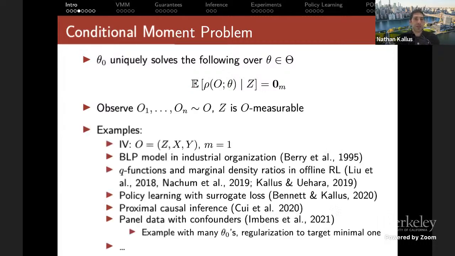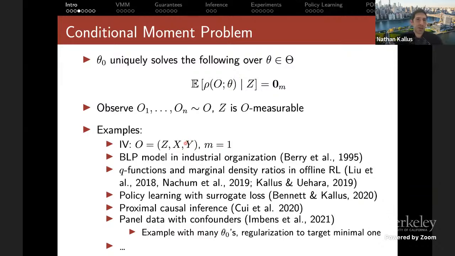All right, so what are some examples of this? We only talked about one example, and that's instrumental variables. In this case, the observations consisted of the instrument, right? So the natural source of randomness that affects X and then only affects Y via X. And that was part of our observations. And here Z is O-measurable because it's just that first element of O. And we only had one moment because we're looking at a univariate outcome.